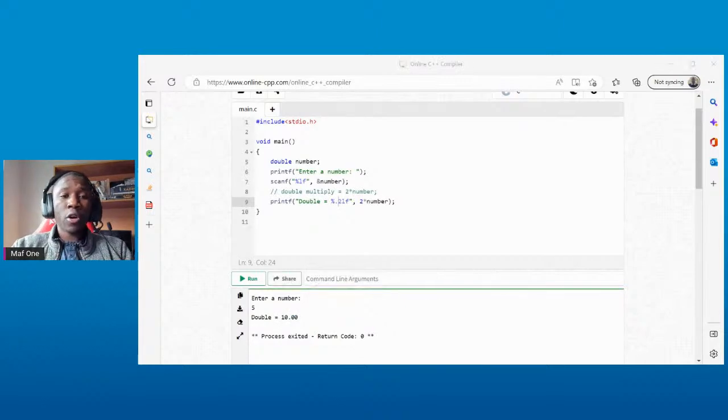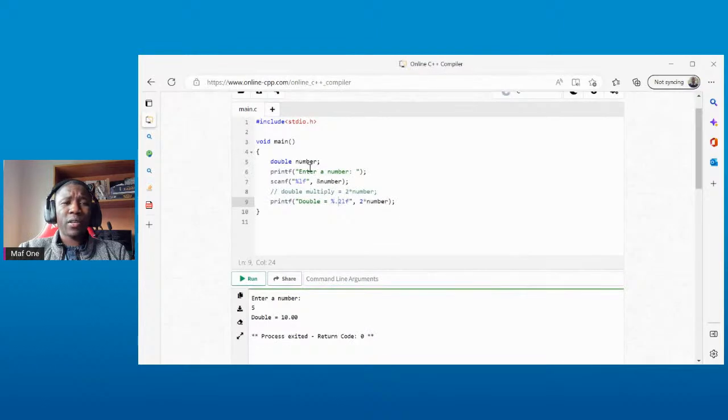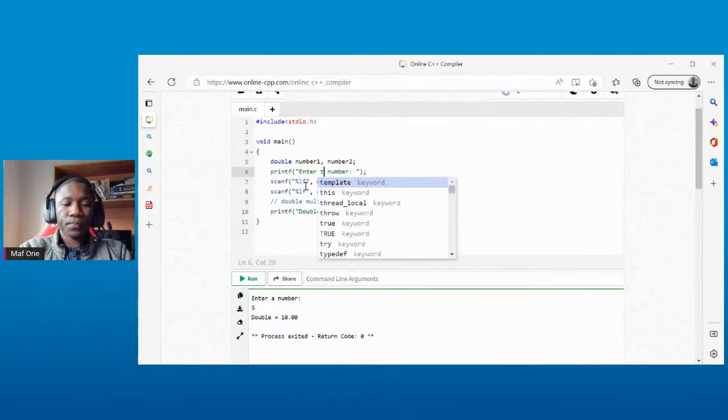Yeah. So the second exercise is to read the numbers and calculate and display their sum. You know how to do that. The only problem is we read only one number. Let's read 2. Number 1 and number 2. This is number 2, and this is number 1. Number 1 and number 2. Okay, number 2. Yeah, enter 2 numbers.